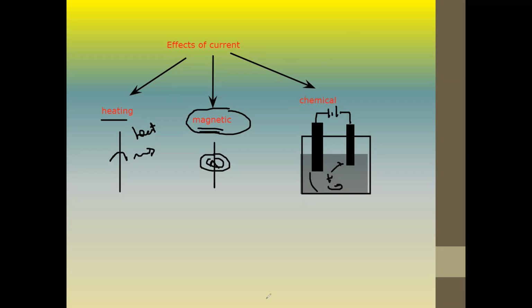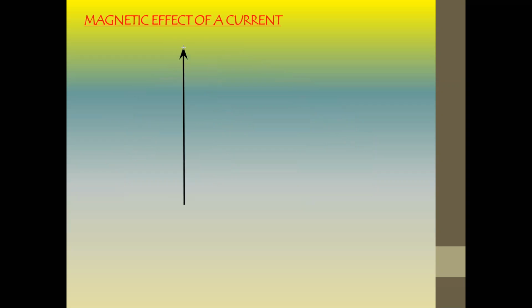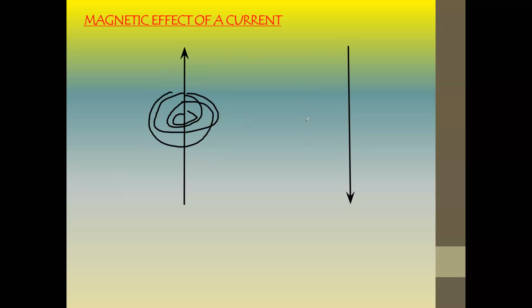So what is the magnetic effect of current? When we pass the current through a wire, for example, if there is a wire and current is passing up, or current is passing down, what happens around the wire? There is a magnetic field. But how can we find this magnetic field?